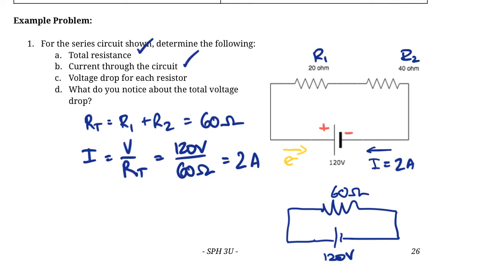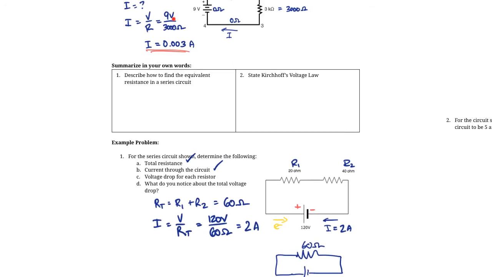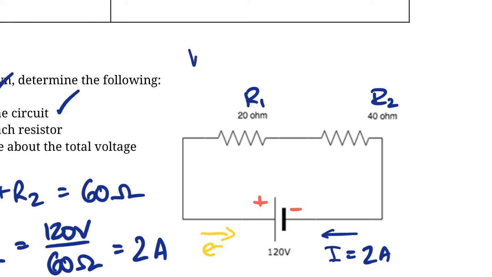Okay? So if we look at resistor 1, I'm just going to do this up here in this area. To find the voltage drop for that resistor, we can again go back up to our good friend here, Ohm's law, and voltage is equal to I times R.